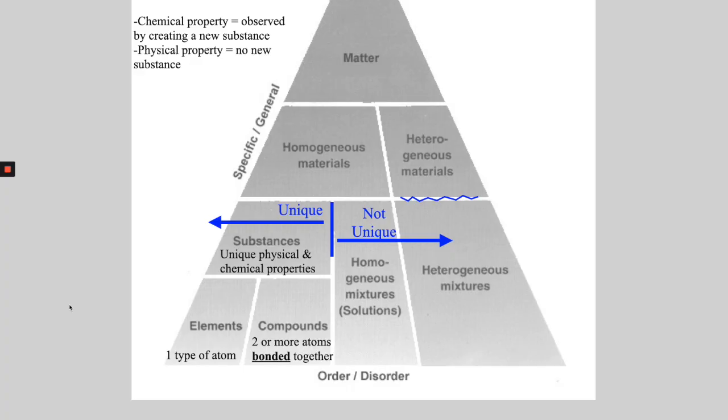So this is going to sound weird, but hear me out. Guys, you will notice that there are two kinds of matter that are not unique. What do they have in common? They are both, well, certainly materials, but they are both mixtures. I would encourage you to circle that. Guys, they are both mixtures.